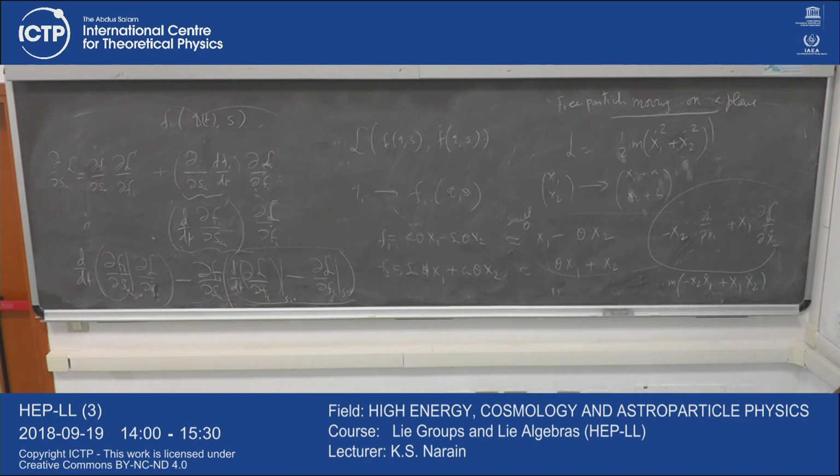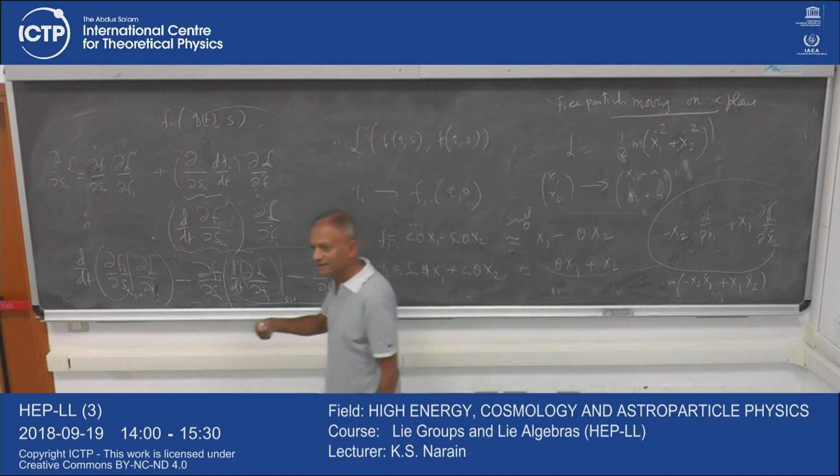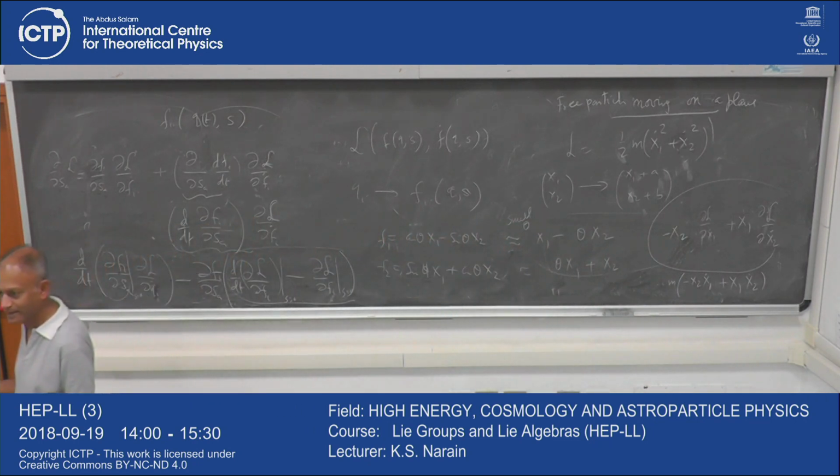But that's just the angular momentum. I mean, m times x1 dot is p1. So this is minus x2 p1 plus x1 p2. This is just the angular momentum. In two dimensions, there's only one component of the angular momentum, the z component. So that's that. You see, this was just rotational symmetry, and the rotational symmetry implies conservation of angular momentum. So this is quite important.